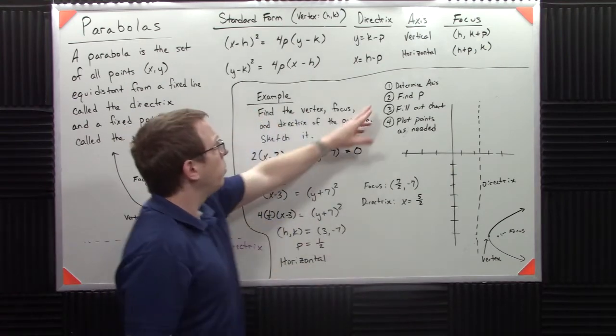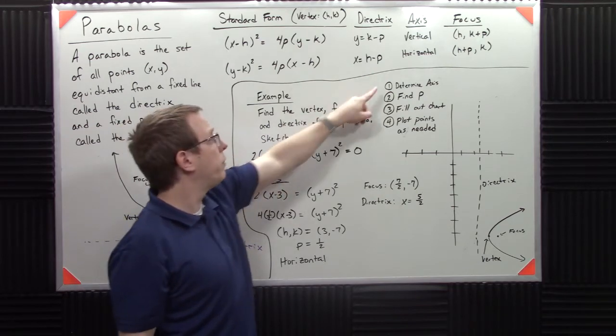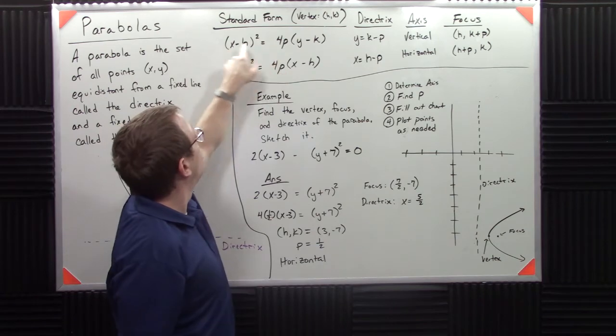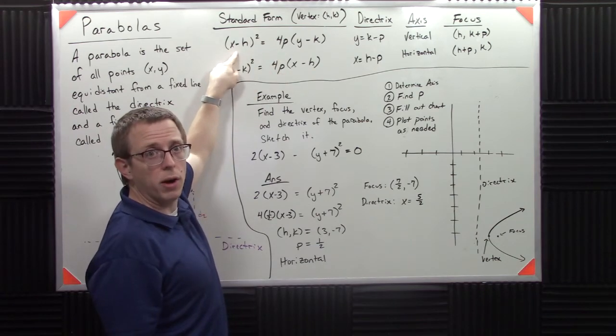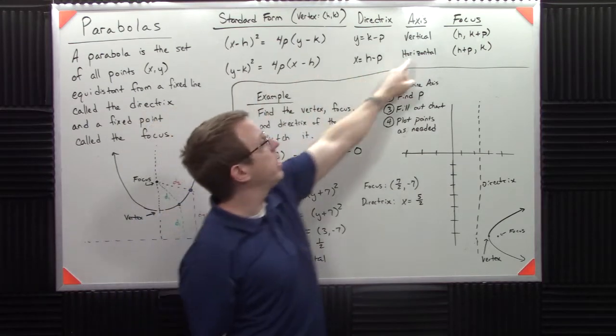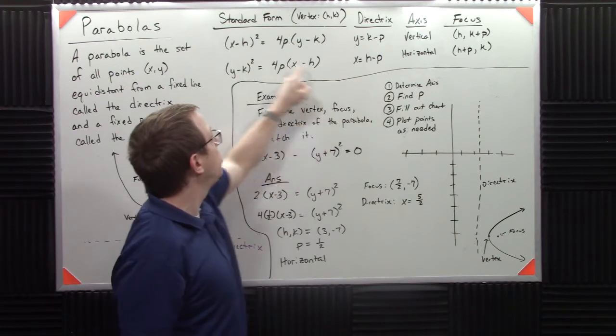So what we want to do is there's a 4-step process for graphing this sort of thing. The first thing is to determine the axis. What does that mean? Well, if it's a parabola, find which one is squared. If the x term is squared, it's a vertical axis. If the y term is squared, it's a horizontal axis. So that's the first thing you want to do. The second thing you need to do is find p.